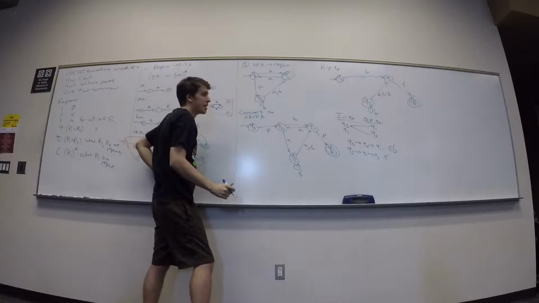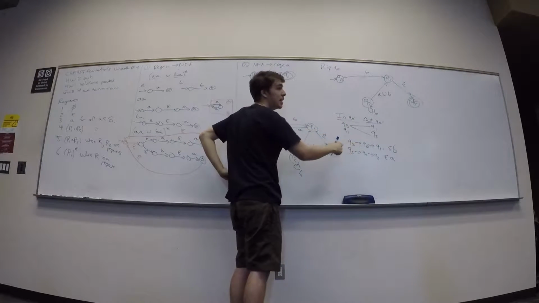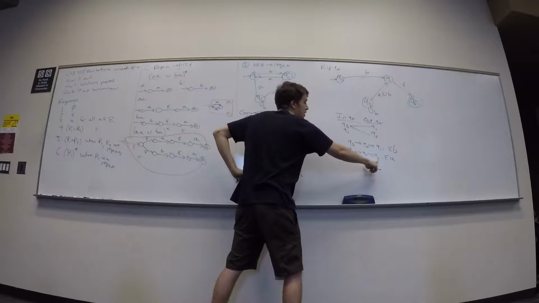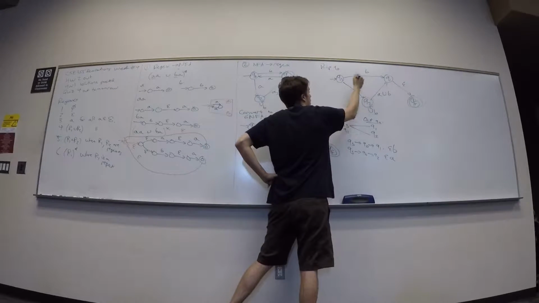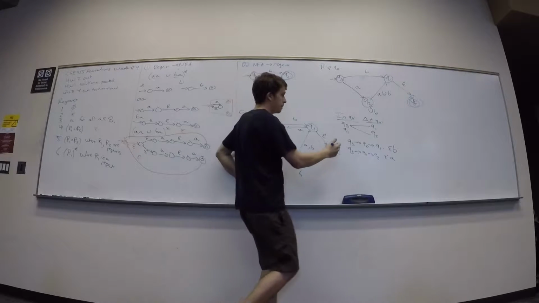So just a simple A. And likewise, epsilon A is just A. Now I've got to make a transition from S to 2 on A. All right. Let's do the other ones.